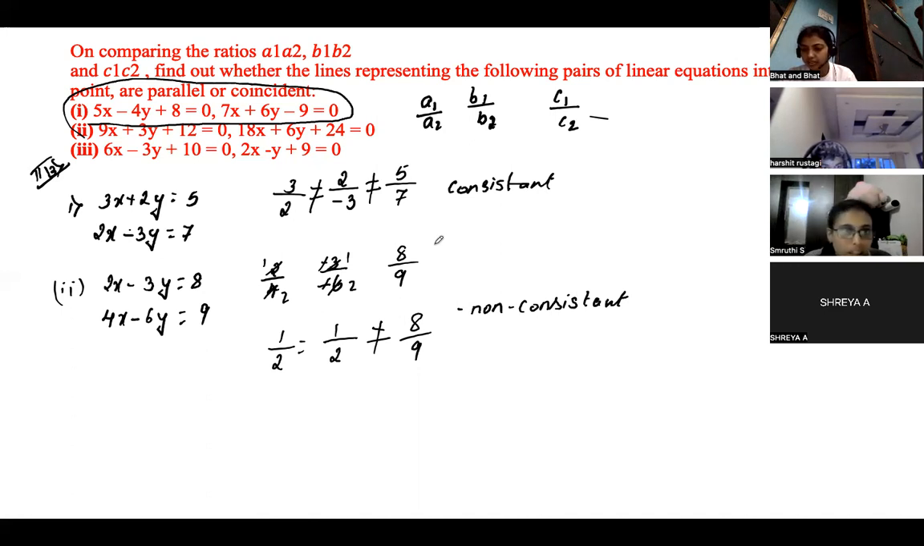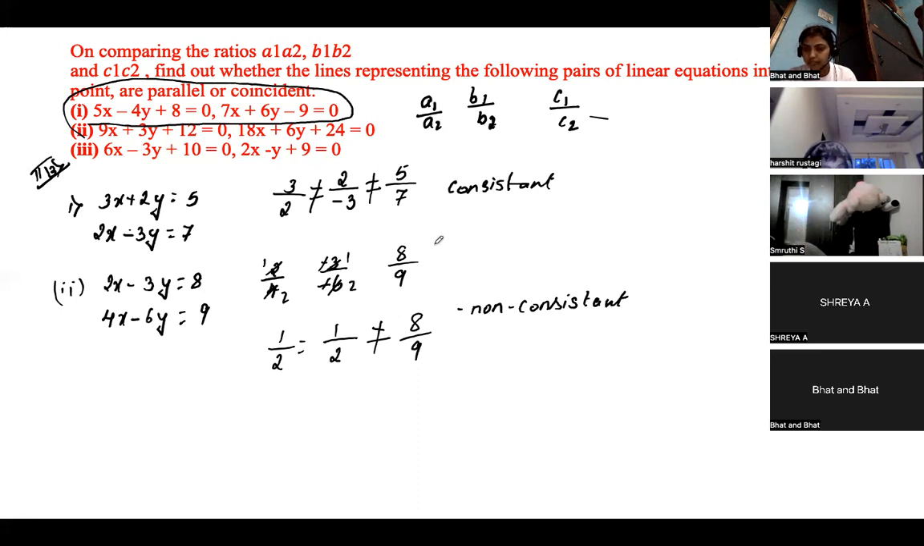Next. Fourth one, 5x minus. It is consistent with many solutions, infinite solutions. And graphically, there will be coincident lines. And the fifth one? Same, it is coincident. It is consistent with many solutions, infinite solutions. Yes, correct.